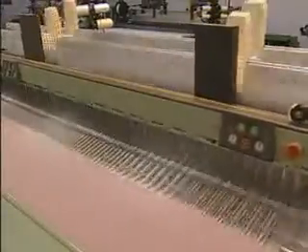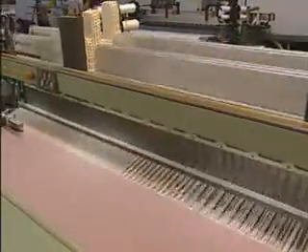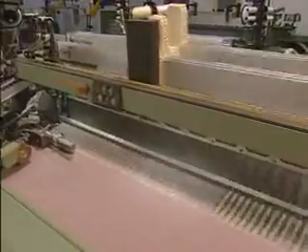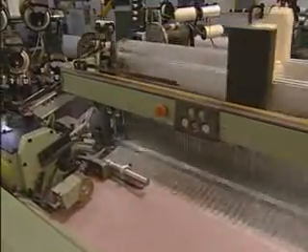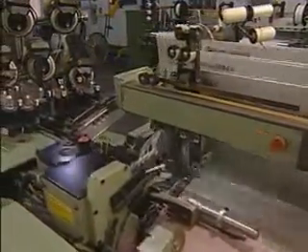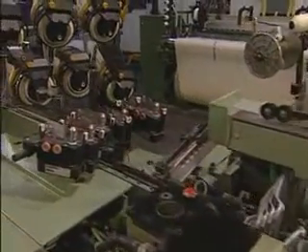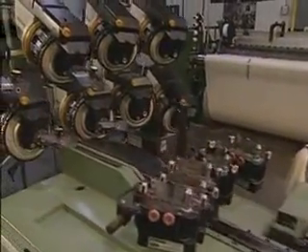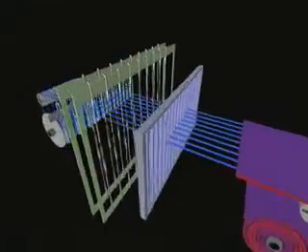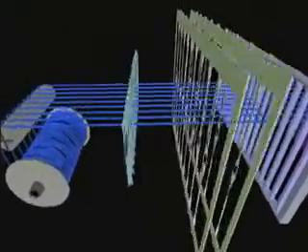Let's take a closer look at the big picture, the basic configuration of most weaving machines. The basic functions of a loom are shedding, filling insertion, beat-up, and warp control. The flow of the yarn in the loom is easily seen from the illustration.